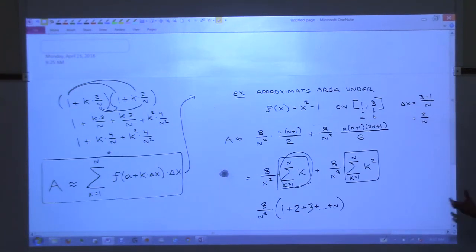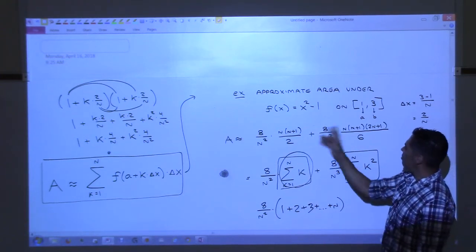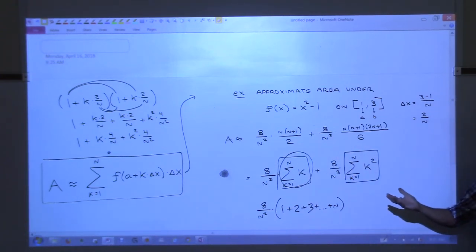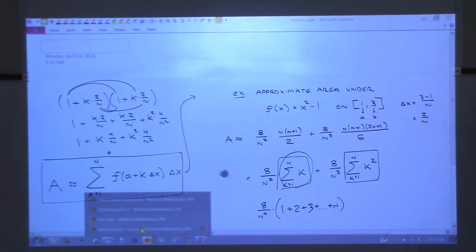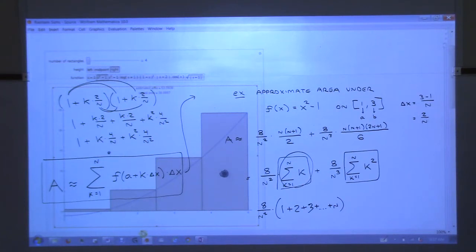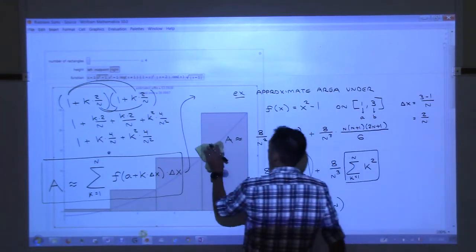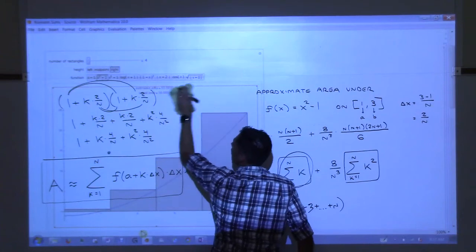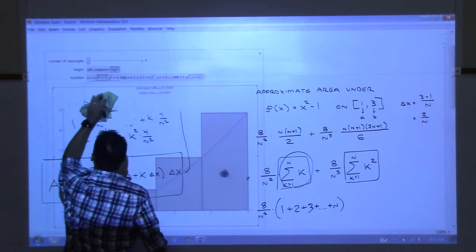Yeah, so if somebody said, hey, use 100 rectangles, I would replace all my n's with 100 and I would get an answer, right? Now, the computer, I had the computer kind of do this already for us. Yeah, I should be able to erase a lot of it. Let me erase this so you can kind of see this over here.